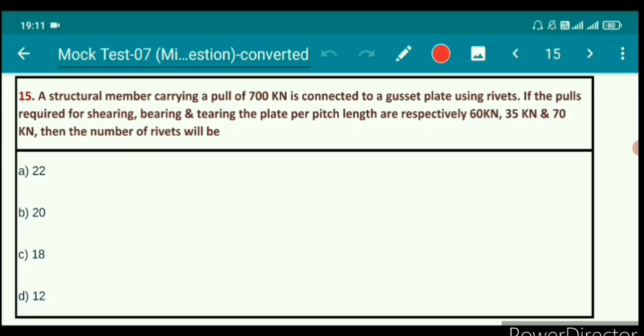Question number 15. A structural member carrying a pull of 700 kN is connected to a gusset plate using rivets. If the pulls required for shearing, bearing and tearing the plate per pitch length are respectively 60 kN, 35 kN and 70 kN, then the number of rivets will be: option A 22, option B 20, option C 18, option D 12. Right answer is option B 20.